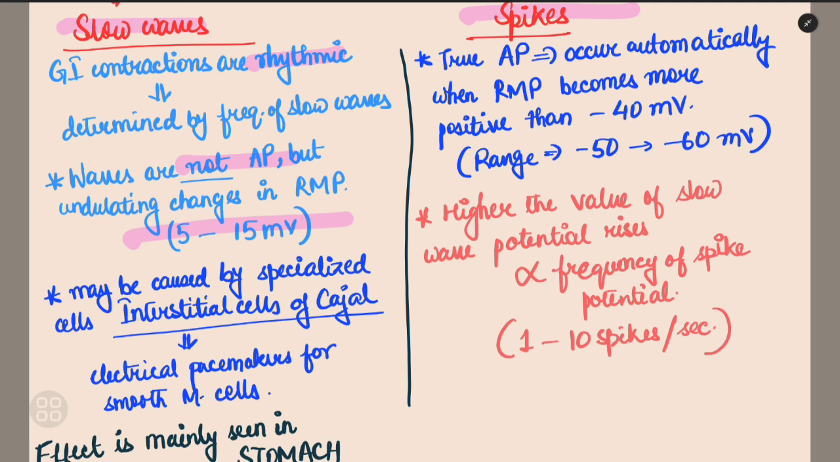They may be caused by specialized cells. There are certain specialized cells, like the interstitial cells of Cajal, which are basically the electrical pacemakers for the smooth muscle cells.